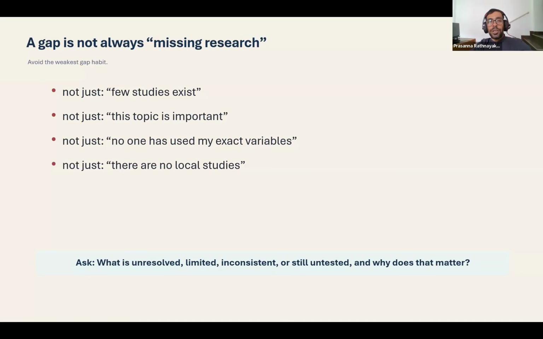Am I making your thinking clear, or am I complicating you? This is about a common mistake that most of the young researchers do. They start with missing research. Few studies exist. This topic is important. No one has used my exact variables. There are no local studies. Just telling these words does not convince your reader. They have so many questions, right?